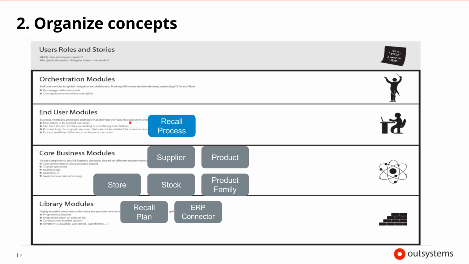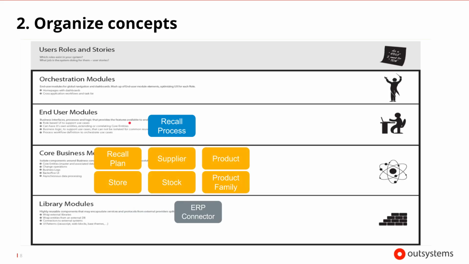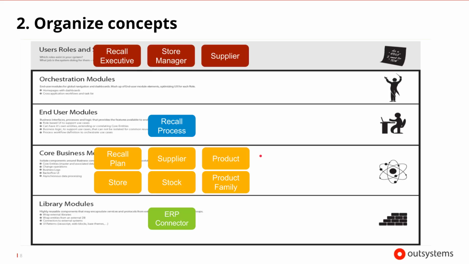And that recall process had many different steps, and there were a lot of core business entities, core business modules that we may need. So we have the recall plan, the suppliers, the products, the stores, and the stock. And then as far as libraries go, libraries that will help us connect to external systems will have the ERP connector that will actually get us to the ERP system. Now, in looking at this overall process, we also saw that there were 3 different roles: the recall executive, the store manager, and the supplier.